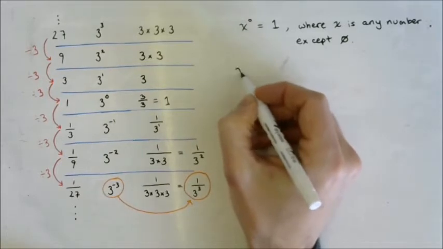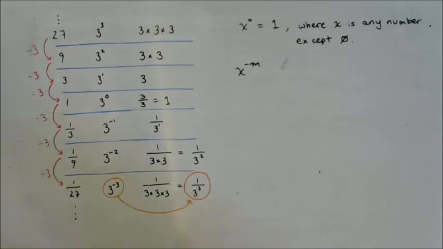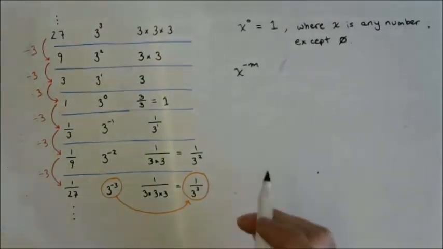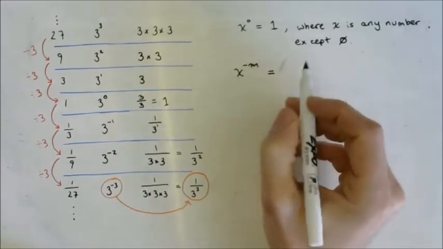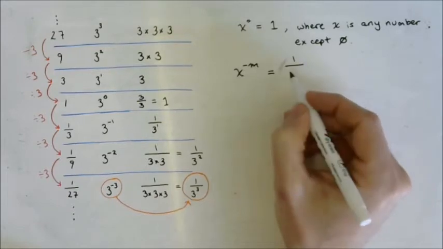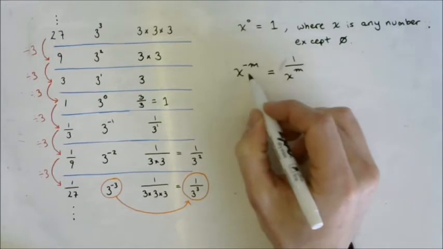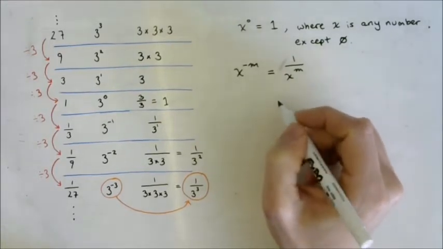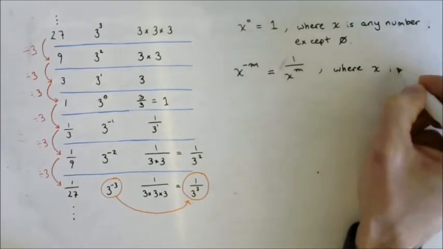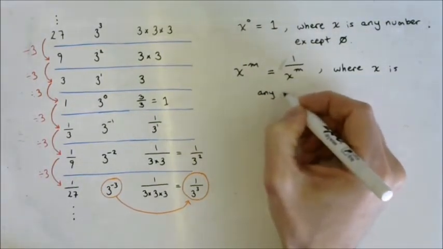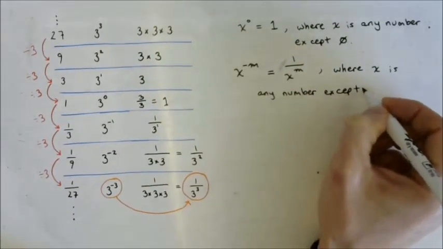The next rule we have deals with a negative exponent. So we have any base x raised to any negative exponent is equal to 1 over that same base with the opposite exponent. And this is true where x is any number except 0.